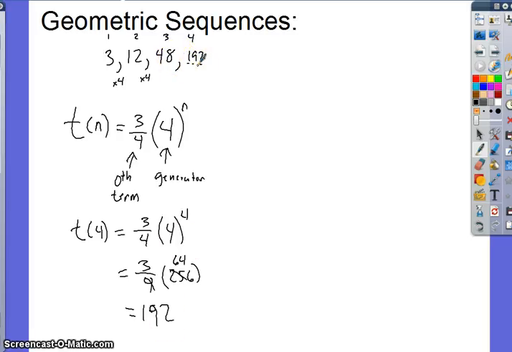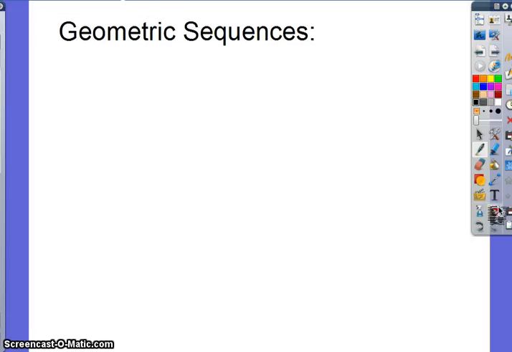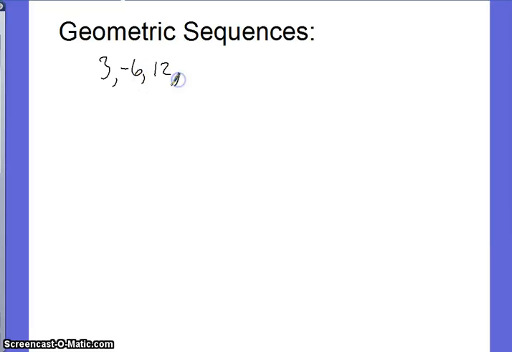Right, so let's take a look at another sequence. Let's take a look at a sequence like 3, -6, 12, -24, 48. We can clearly see here that we're multiplying by -2 each time. We're multiplying by -2 each time.